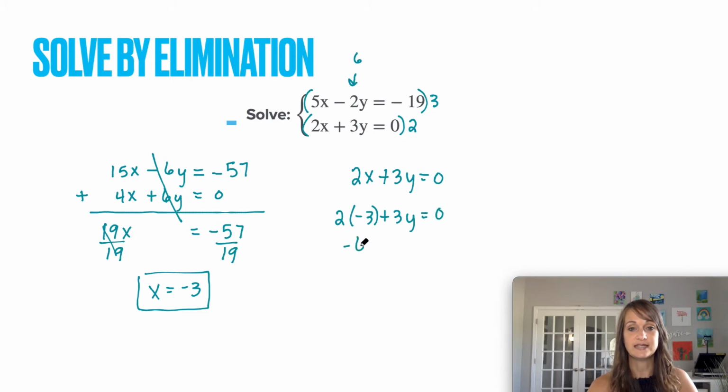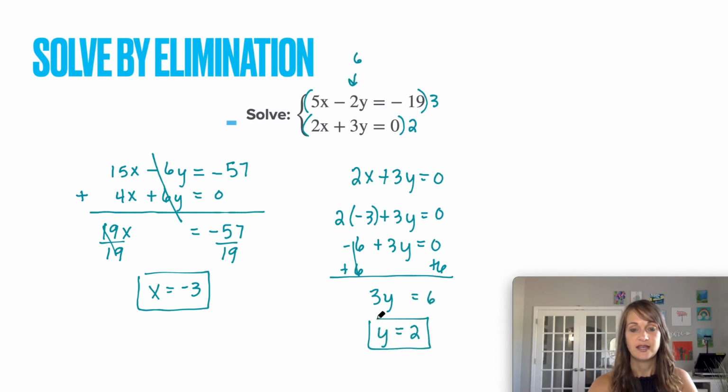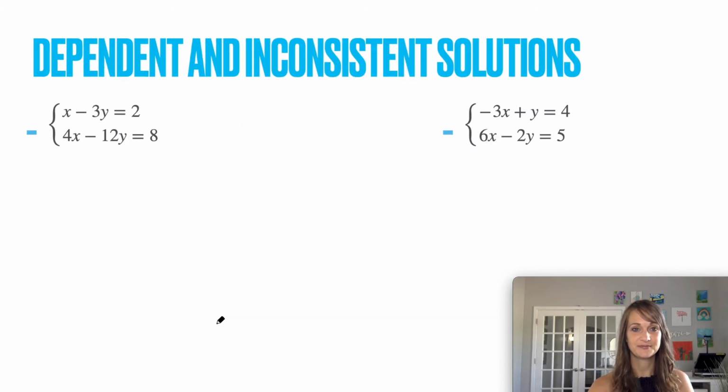2 times negative 3 is negative 6. Now to solve, I'm going to add 6 to both sides. 3y equals 6, so y equals 2. And since it's an x and a y, I'm going to write it as a coordinate point, which would be negative 3, 2, as my solution.